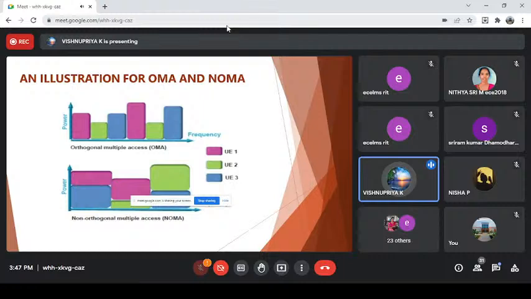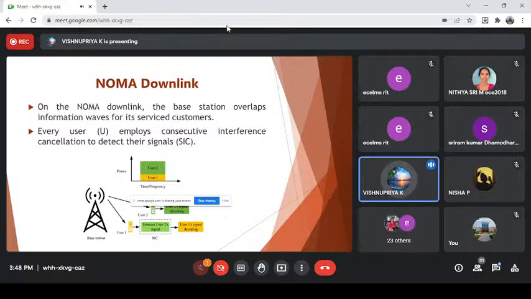Here is an illustration of OMA and NOMA. The graph denotes power versus frequency for three users, user 1, 2, and 3. NOMA downlink: under NOMA downlink, the base station overlaps the information waves for its service to customers. Here the diagram explains it.